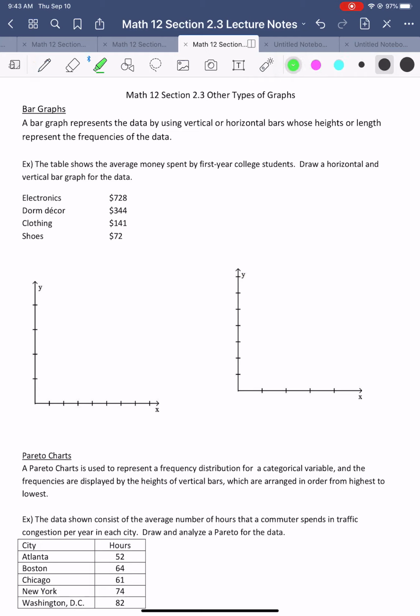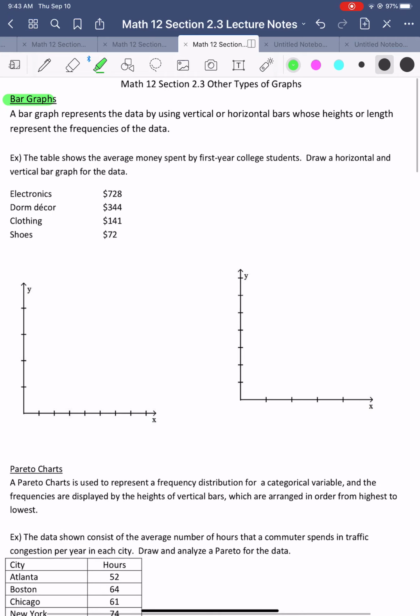I don't want you to confuse the bar graph with the histogram, because the bar graph represents the data by using vertical or horizontal bars whose height or length represents the frequency of the data. In the first example, the table shows the average money spent by first-year college students. Draw the horizontal and vertical bar graphs for the data. Electronics $728, dorm decor $344, clothing $141, and shoes $72.